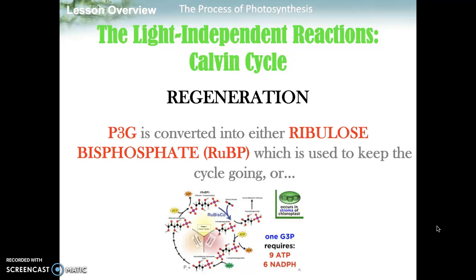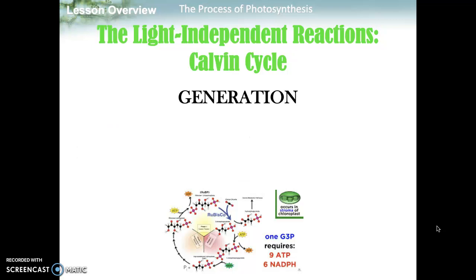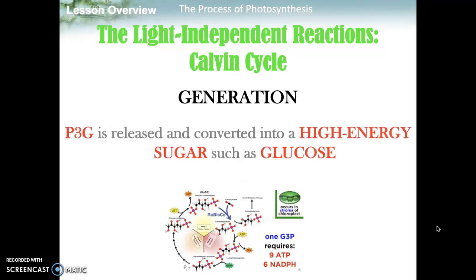Okay. Now, not all of the G3P is used to regenerate ribulose bisphosphate, or RuBP. Some of it goes into generation of glucose, what the plant is trying to make, the high energy sugar. Okay, so it's regenerated into RuBP or generated into glucose. Okay, there are two things that can happen to that.